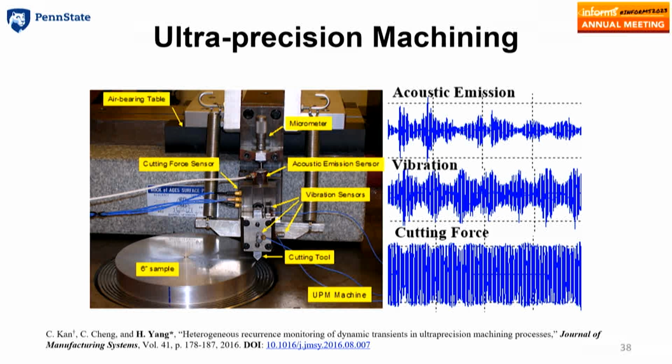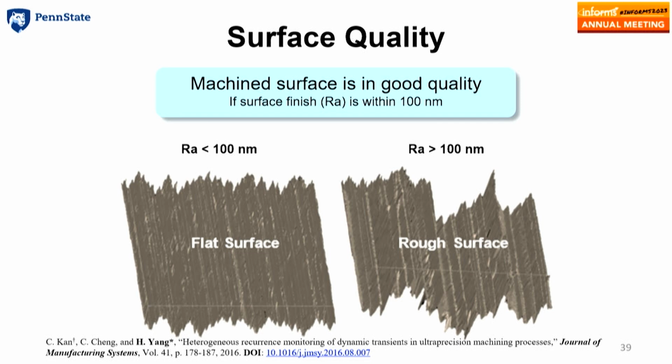This is a manufacturing example, ultra precision machining. As we can see, there are signals, acoustic emission, vibration, and cutting force. And we have this paper detailed the development of heterogeneous recurrence monitoring of dynamic transient in ultra-precision machining process. And when we machine the surface, it's in good quality if the surface finish is within 100 nanometers. As we can see, the left is a very flat surface, and the right is greater than 100 nanometers. And so we got a rough surface, and we want to study the difference based on the sensor signals.